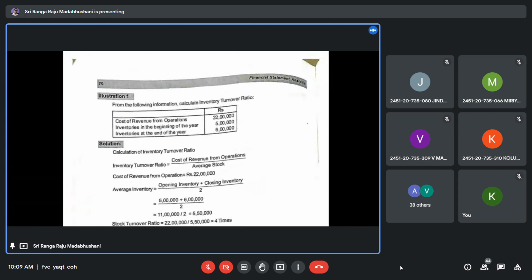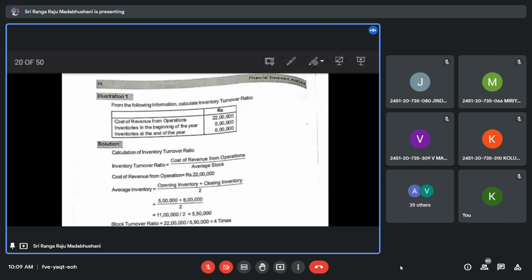You may get a very simple problem without any twist. From the following information, calculate inventory turnover ratio. Cost of revenue from operation is directly given, along with inventory at the beginning and inventory at the end. Cost of revenue from operation is 22 lakhs. Average means 5 lakhs plus 6 lakhs divided by 2, so you get the average of opening and closing.